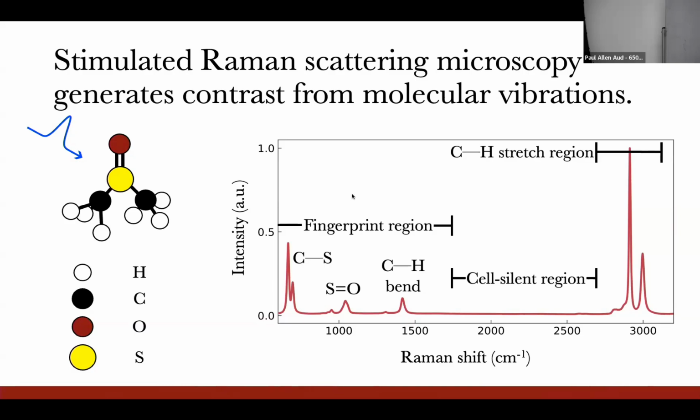And in the middle, there's also this region between 1800 and 2800 wave number, where basically nothing that your body makes actually vibrates. And so this is very useful for labeling applications for Raman, but we're not going to talk about that too much. The important thing is that these vibrational lines are intrinsic to the molecule and they're characteristic. So if I can detect them, I don't have to rely on some kind of external label that can perturb the function that I'm trying to see.